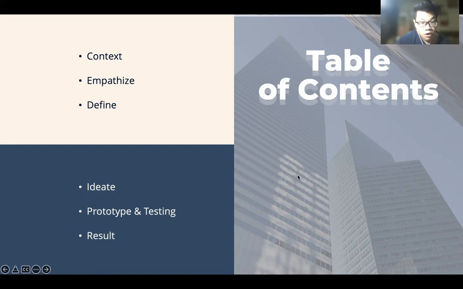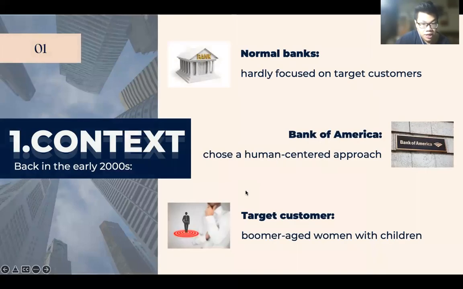Here's what we're going to cover in our presentation, starting with some context and then analyzing each step of the design thinking process, and finally the result of this program and some takeaways for you guys. So before jumping into the project analysis, let me provide some context of the problem for you.